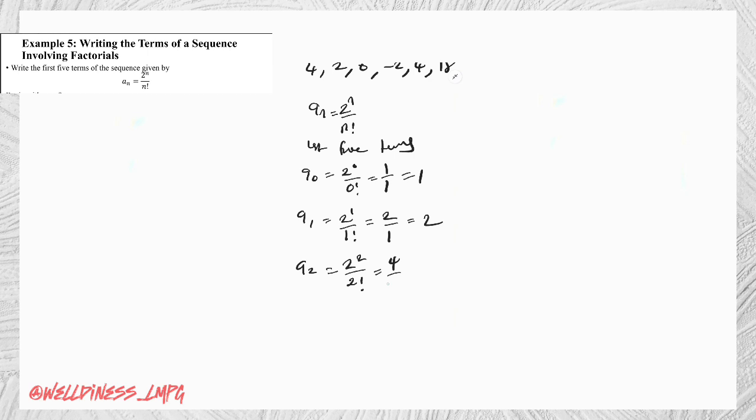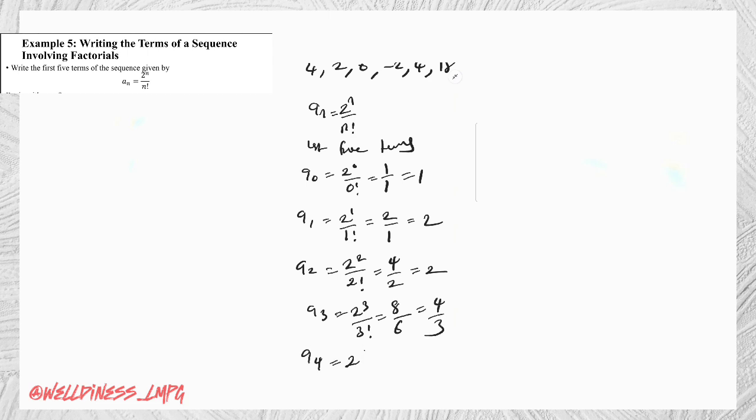Now to get a_2, you slot in 2 wherever you see n, and that will give you 2 raised to 2 divided by 2 factorial, and this will give you 4 divided by 2, which is equal to 2. Now to get your a_3, you slot in 3 everywhere you find an n, and that will give you 2 raised to 3 divided by 3 factorial, and this will give you 8 divided by 6, because 2 times 3 will give you 6, and that will give you 4 divided by 3.